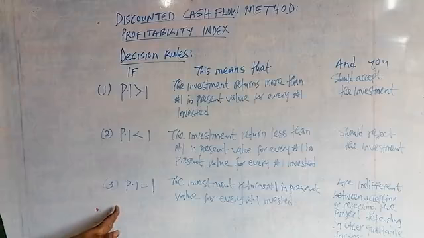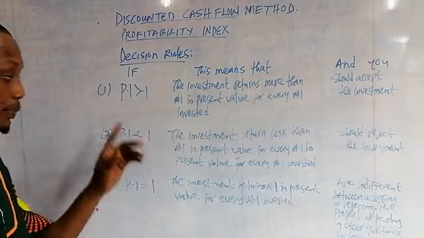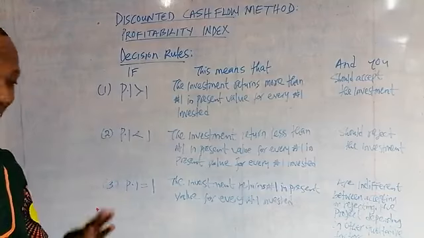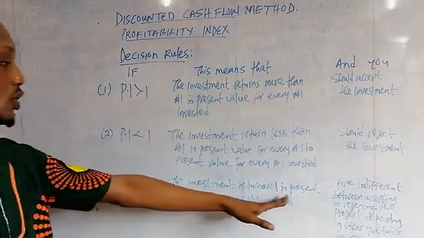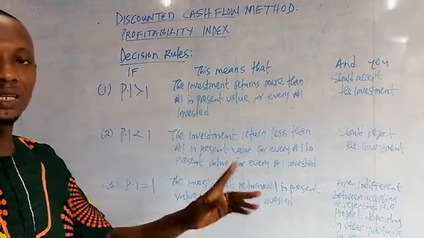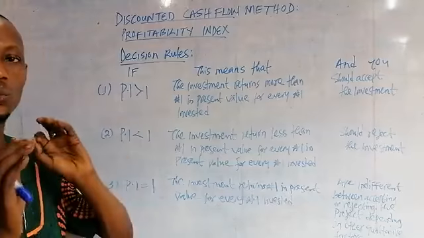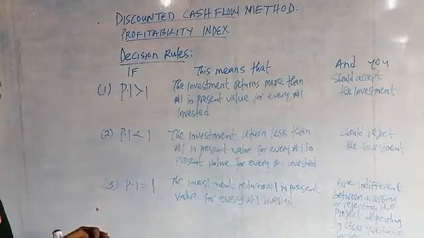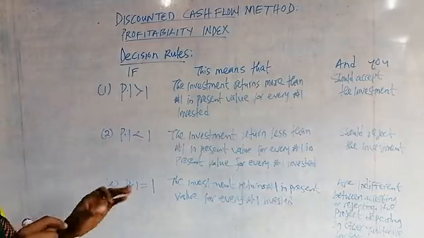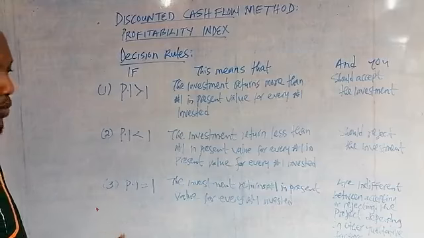And the last decision is what? If the PI you computed is equal to 1, it means that the investment returns 1 naira in present value for every 1 naira invested. It means that we are only getting back what we invested. No gain. This is the point of no gain, no loss. This is a break-even point, and you are indifferent. Are you going to accept or reject the project?